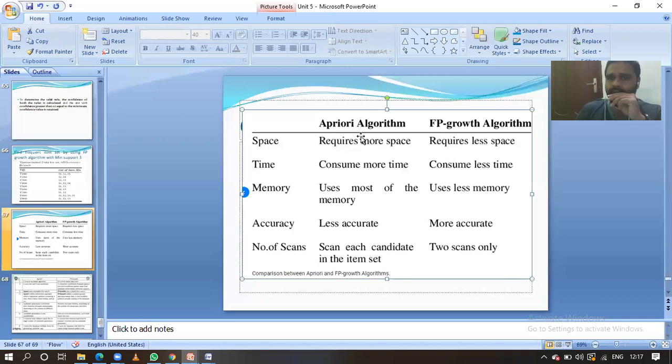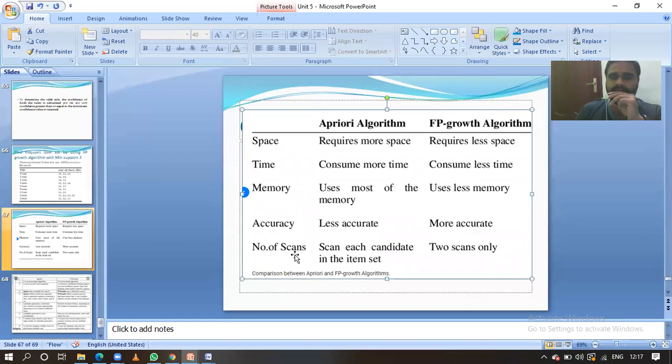Related to memory, high memory is used in the Apriori algorithm, and less memory is used in the FP growth algorithm. Why? Because here every time, candidate set 1, candidate set 2, candidate set 3, we have to use separate memories, and we have to scan the database each and every time. That is why it takes more time. Regarding accuracy, Apriori is less accurate and FP growth is more accurate. Obviously, the drawbacks of the Apriori algorithm are eliminated in the FP growth algorithm. That is why it is more accurate, guys.